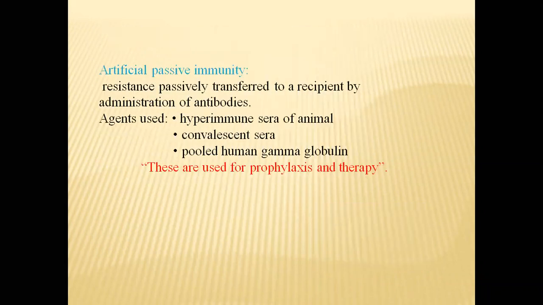This is like the example you mentioned about plasma therapy. So what happens here? There is an administration of antibodies. It can be any sera of animal, or it can be pooled human gamma globulin, like you mentioned about plasma therapy. That comes into function here in artificial passive immunity.